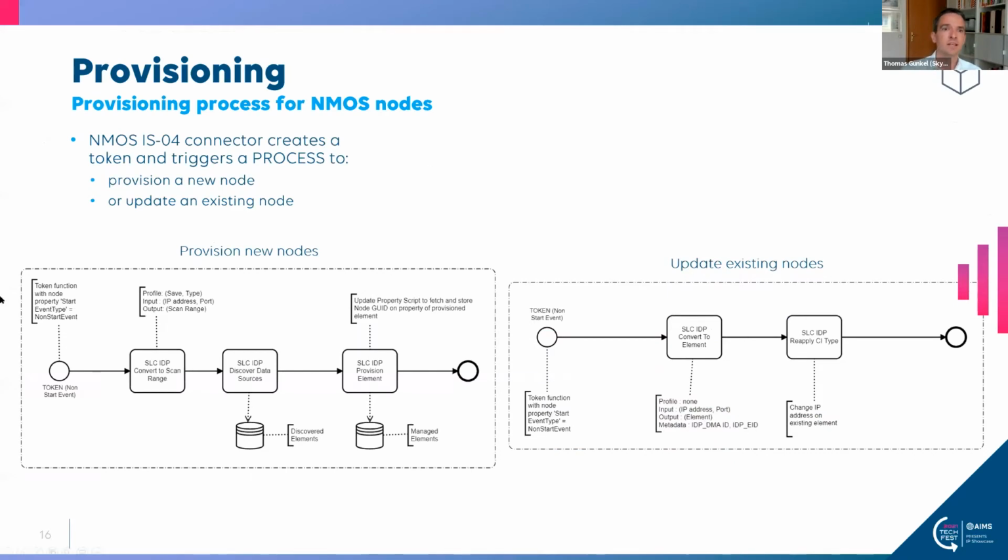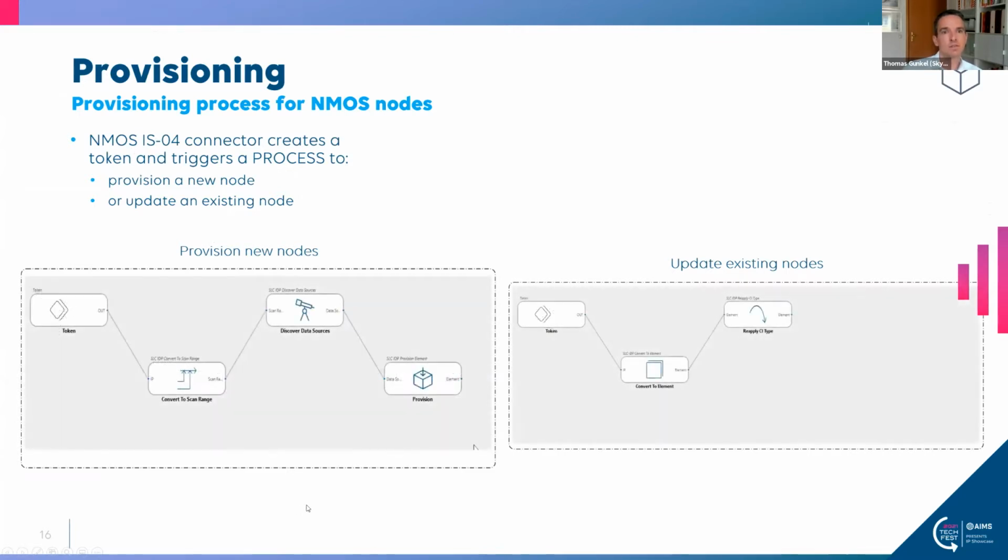And depending on if that's a new node or an existing node, we have to run different, we call them processes, based on a token which is created by that IS-04 connector. So if there is a new node being detected, something we have never seen before, the management platform tries to communicate directly with that new device through the API, or NMOS IS-05 or IS-07 or IS-08, to discover that data source and then provision it in the management platform.